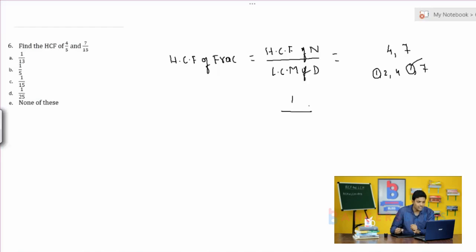Next, calculate the LCM for 5 and 15. Among the two, which is the bigger number? 15 is the bigger number. So consider 15. Is 15 divisible by 5? Yes, it is divisible by 5. Therefore, 15 is the LCM. So your answer is 1 by 15, option C is the right answer.